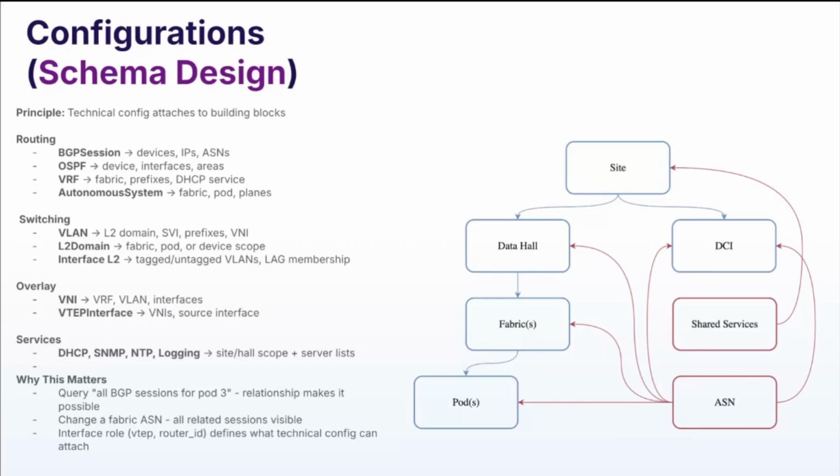And why is getting to this point important? It allowed us to say, give me all the BGP sessions for pod 3, and we have models for them. That allows us to derive configurations from that type of query or feed it into external systems. Also, if you change a fabric ASN, we change it at one point. We don't need to change it on all the devices. We can change it at the pod level, and that will influence all the device config out of that. So getting the schema design right was quite important.